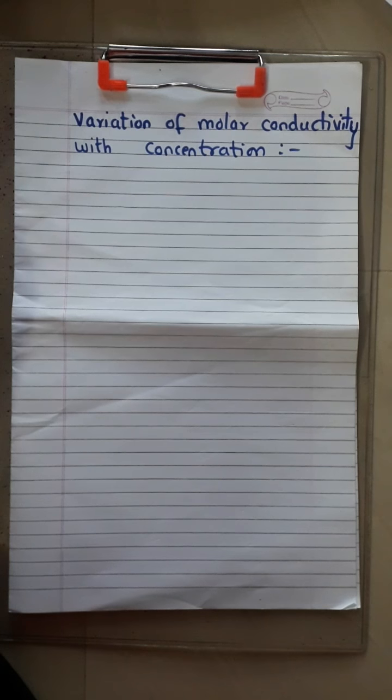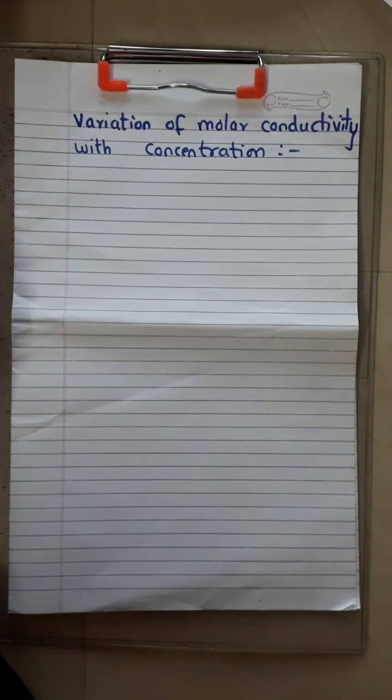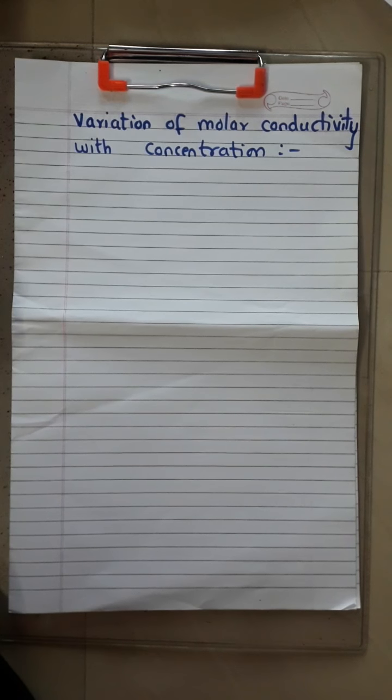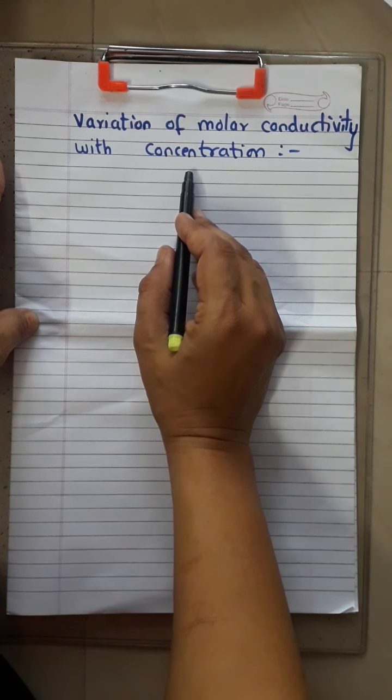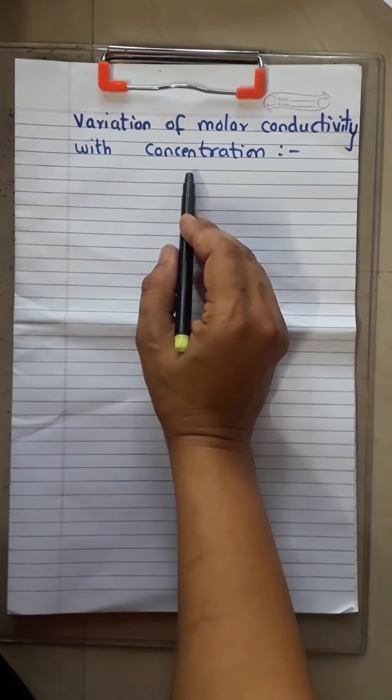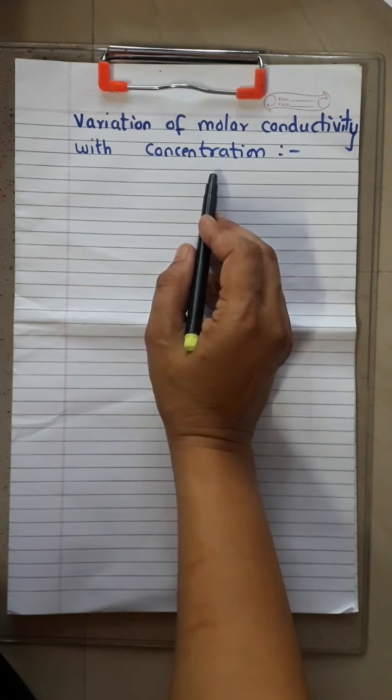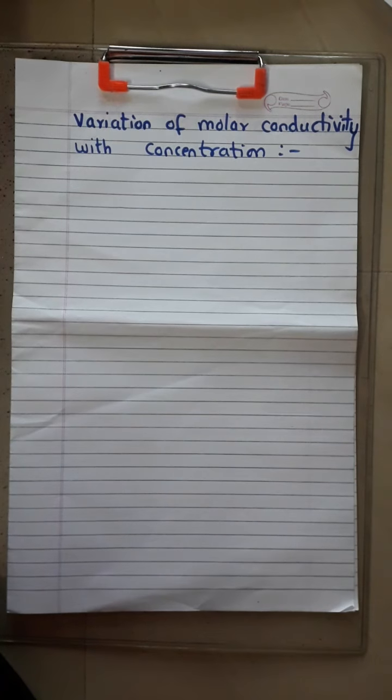Now we have studied molar conductivity and conductivity. We begin with variation of molar conductivity with the concentration. What do I mean by this topic? It means that if you change the concentration of the solution, what will happen to the molar conductivity?